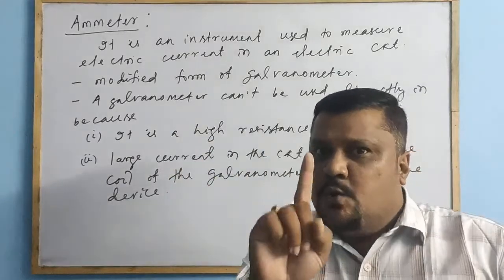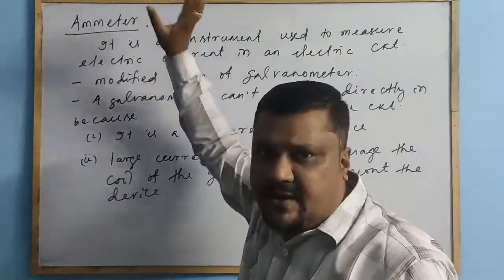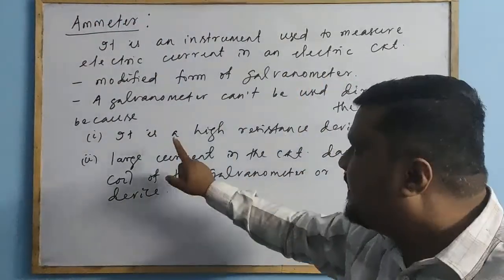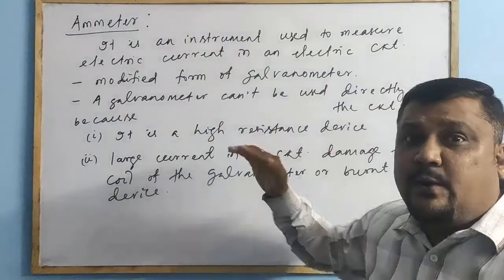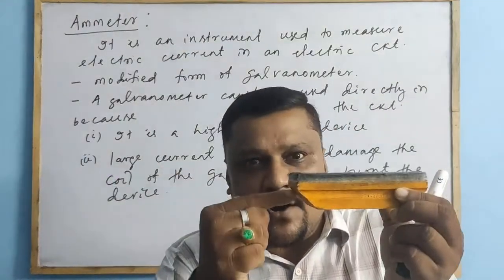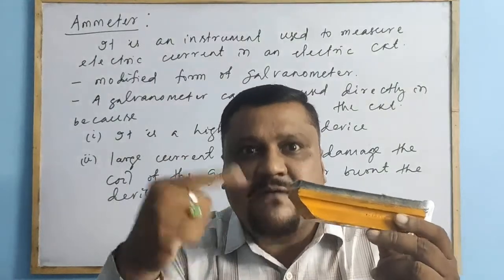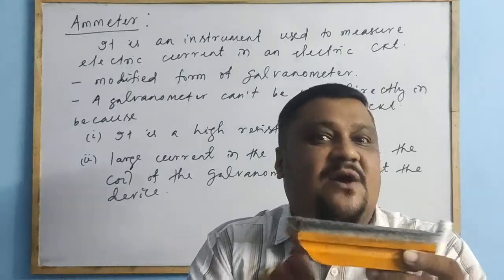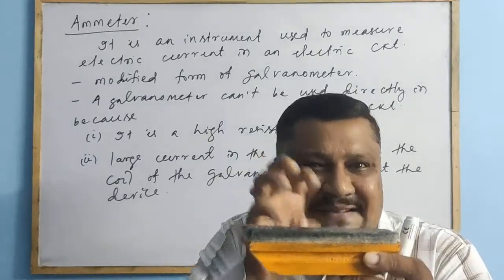So that means we should use a device that is an ammeter, as you already know. The ammeter is such that it should have low resistance. So when the current passes through the ammeter, the modified form of galvanometer, the current does not reduce because of the resistance of the measuring device.